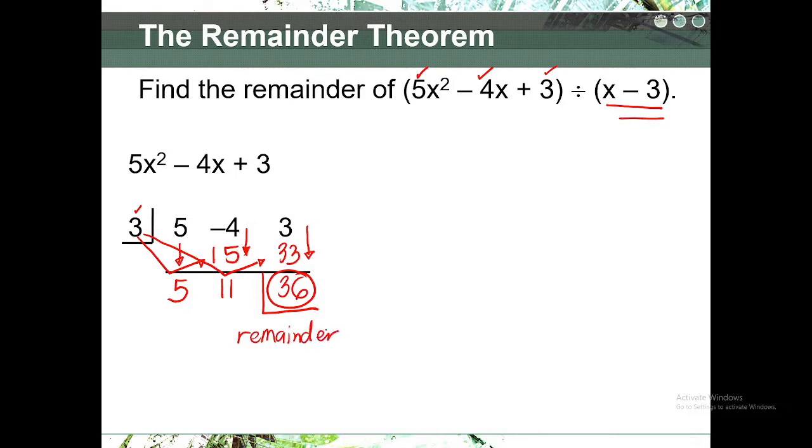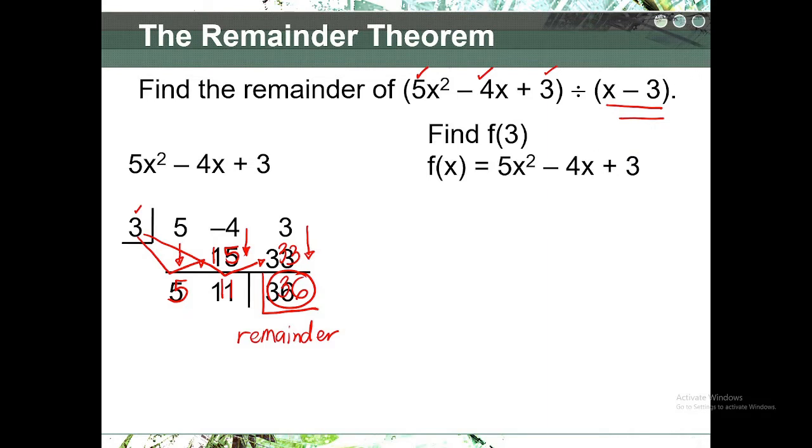Now, there is another way of getting the remainder, and we will be using the concept of evaluating. For example, we have this one. I want to find the value of the function where x is equal to 3. Now, sir, where did you get this value over here? I got that from the divisor.